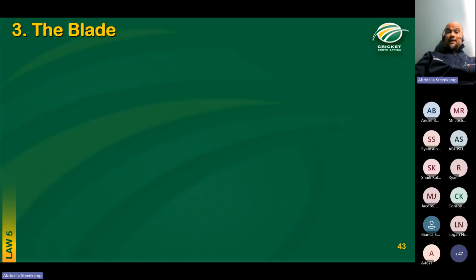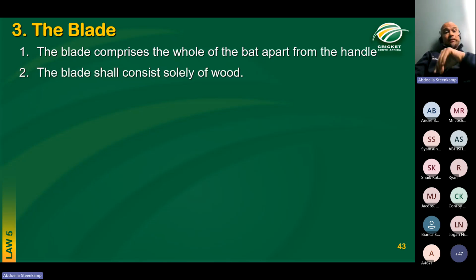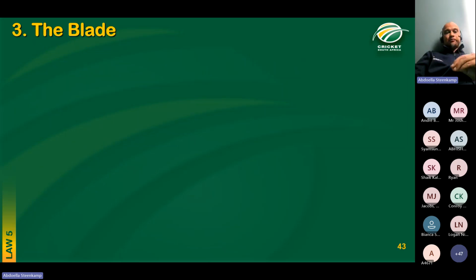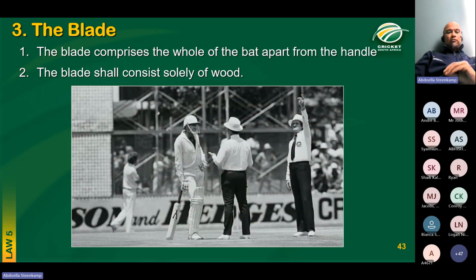So when it comes to the blade, the blade comprises the whole of the bat apart from the handle. And now the law is specific, when it comes to the blade, only to be made of wood. Whereas we saw in the previous slide, the handle can be made of cane or wood, but the blade only to be made of wood.